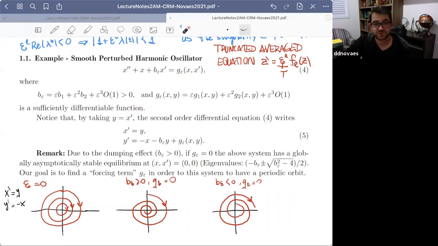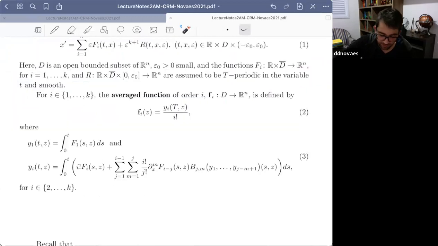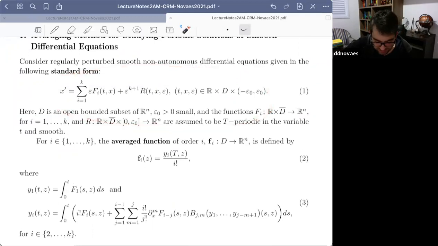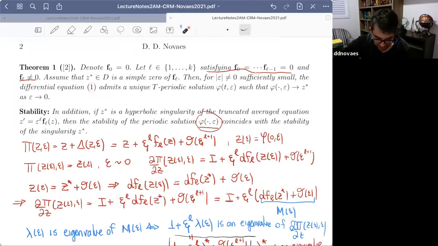So the very first thing that we have to do when we want to use the averaging method for studying periodic solutions is transform our system in order to write it into the standard form for applying the averaging method. What do we need? We already have a small parameter, a distinguished parameter of perturbation. This is the epsilon here.